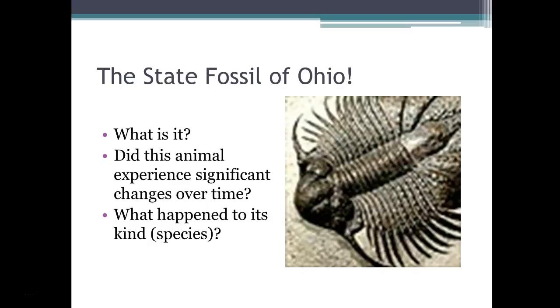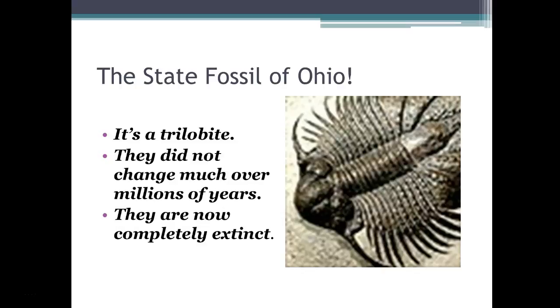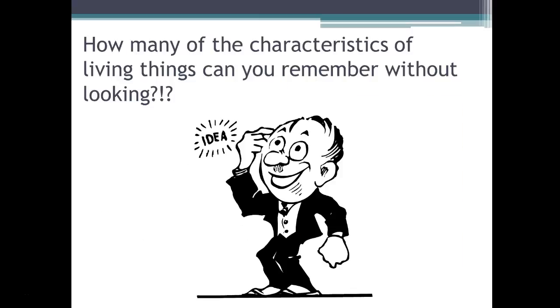And here's an organism that used to live in Ohio. It didn't change over time, so it went extinct. And many of you recognize this as a trilobite. And they lived in shallow seas, which Ohio used to be covered by shallow seas, and they're now completely extinct.